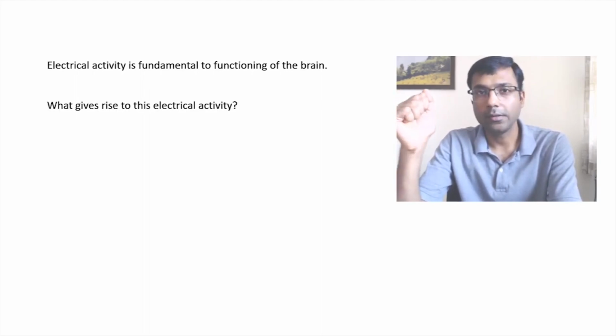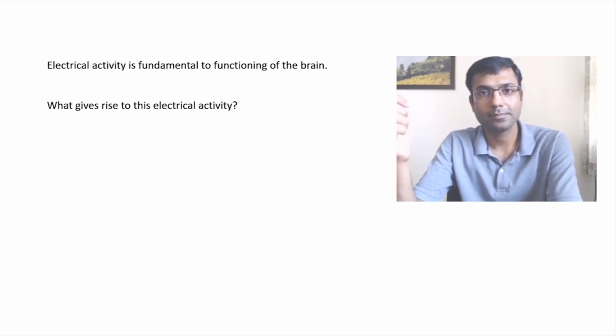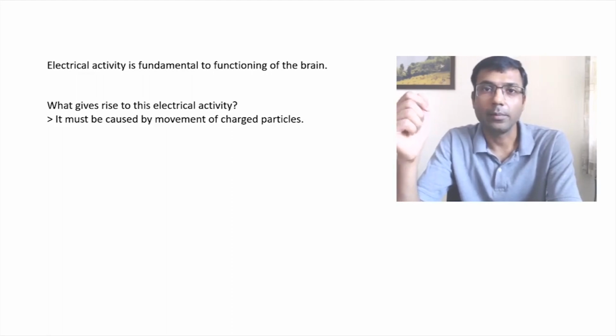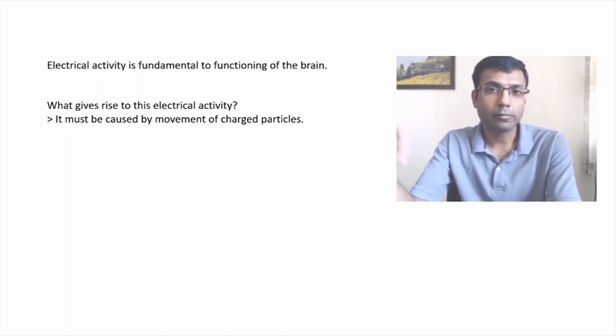So can you pause your video and think about what might be the origin or the source of this activity inside each of these neurons? Okay, so the activity is actually generated by the movement of charged particles. And this is true in other cases also. Inside a battery, it's the movement of electrolytes that causes the generation of electricity. Inside a metal wire in an electrical circuit, it's the movement of electrons that causes electricity. So in the case of brains also, it's the movement of some charged particles.